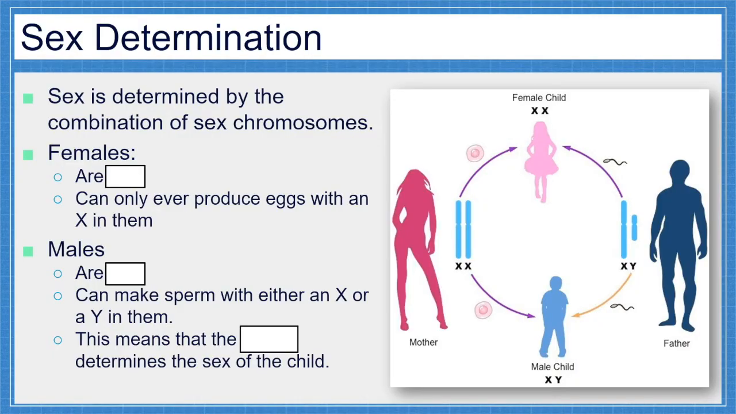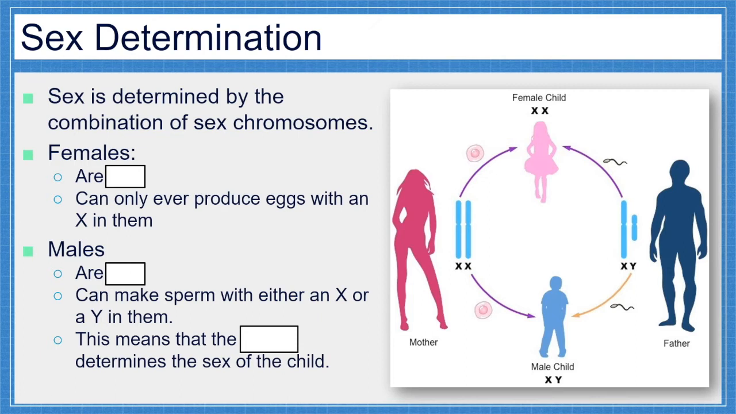So the next thing we'll talk about with, say, a zygote or a baby is how is the gender or the sex of that baby actually determined in people? And I did mention this earlier, but I'll go back over it here. It's actually fairly simple. There are sex chromosomes in our somatic cells that are responsible for determining our sex or our gender.